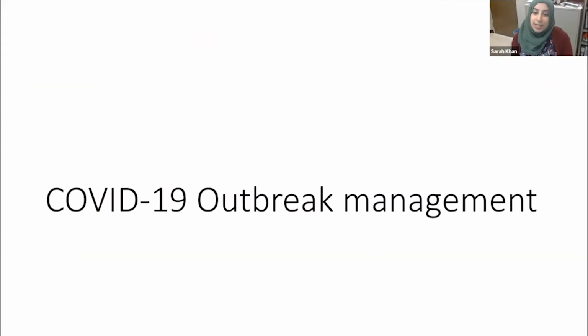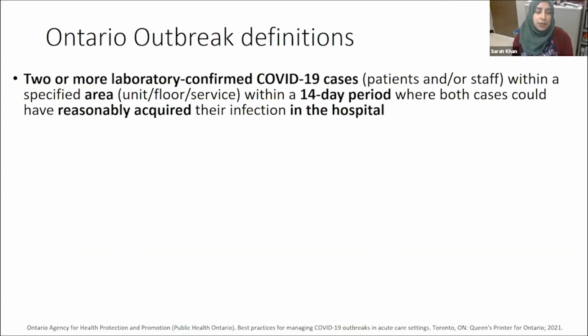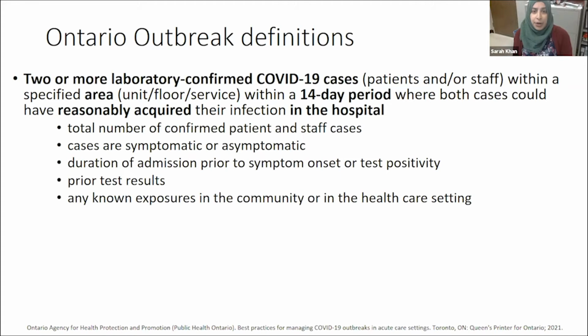So now shifting gears into outbreak management, Ontario now has more clear-cut definitions around what we define as an acute care facility outbreak. So that does require 2 or more lab-confirmed COVID-19 cases. Those could be within patients or staff within a specified area, such as a ward or a unit or a floor, within a 14-day period. Typically, you have to have some degree of reasonable rationale to say that the cases were acquired in the hospital and didn't come in with it and were incubating upon admission.